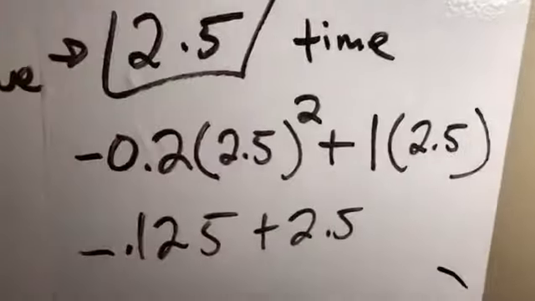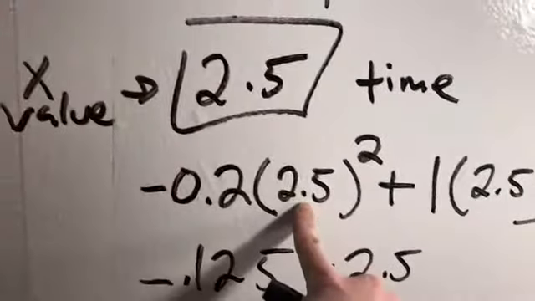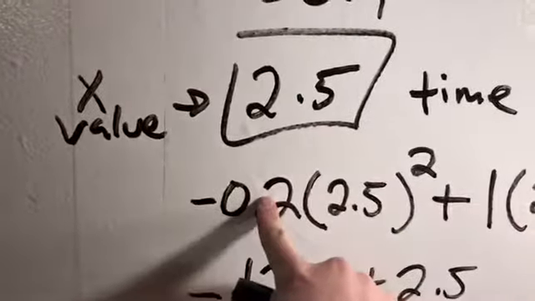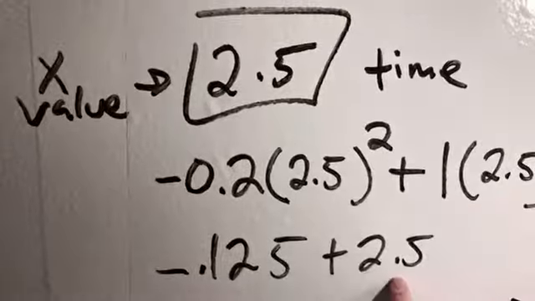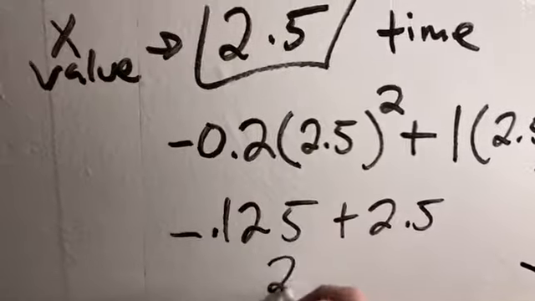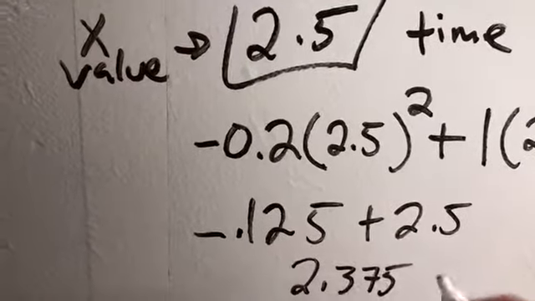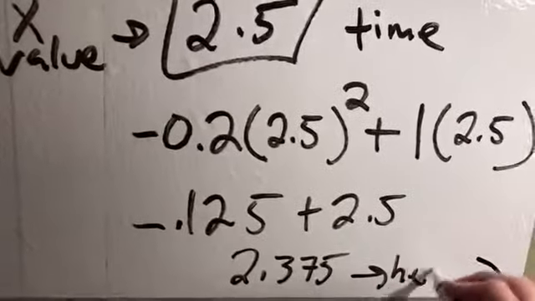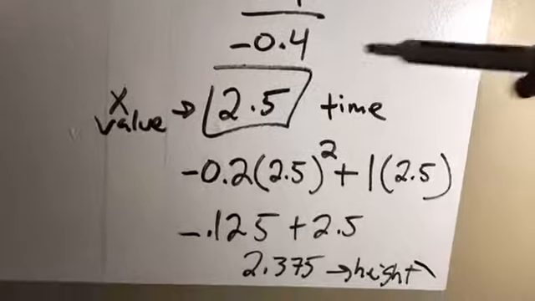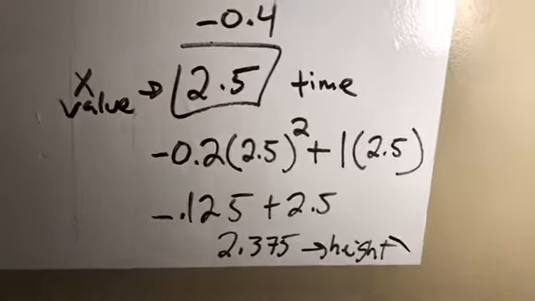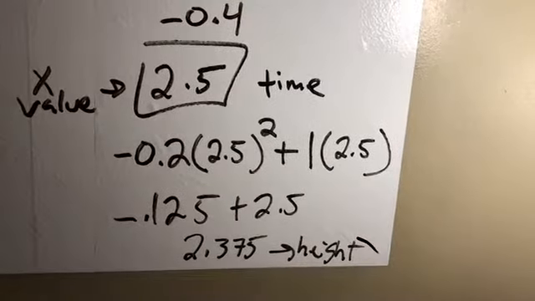When you plug that in and start working it out, 2.5 squared times negative 0.2 gets us negative 0.125. 1 times anything is itself. And so our answer is 2.375 for the output, which will be the height. So it's going to take that rabbit 2.5 seconds to get 2.375 feet up in the air.